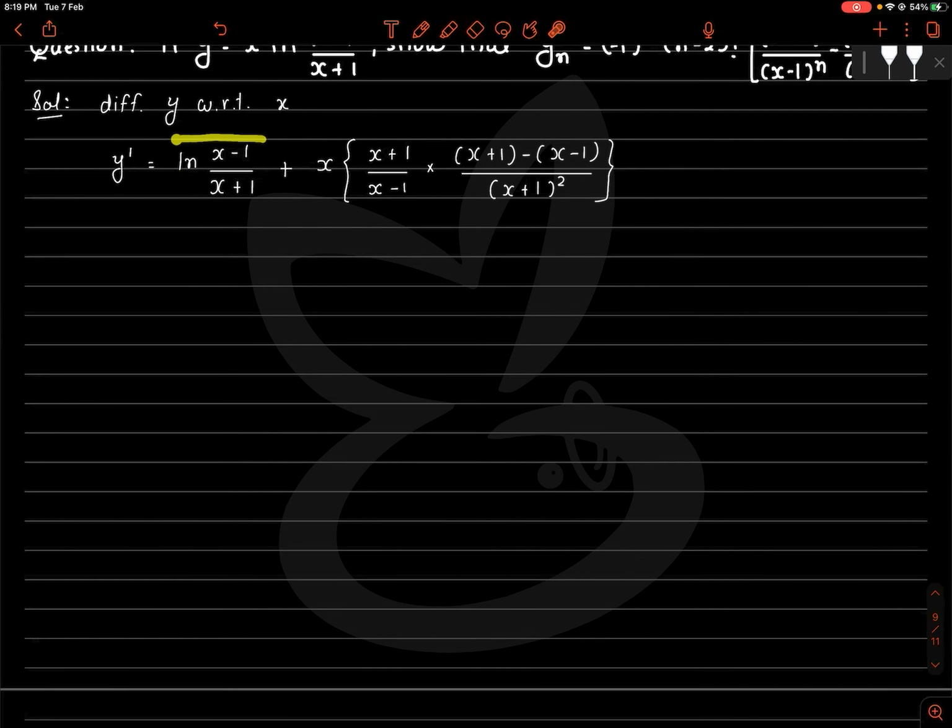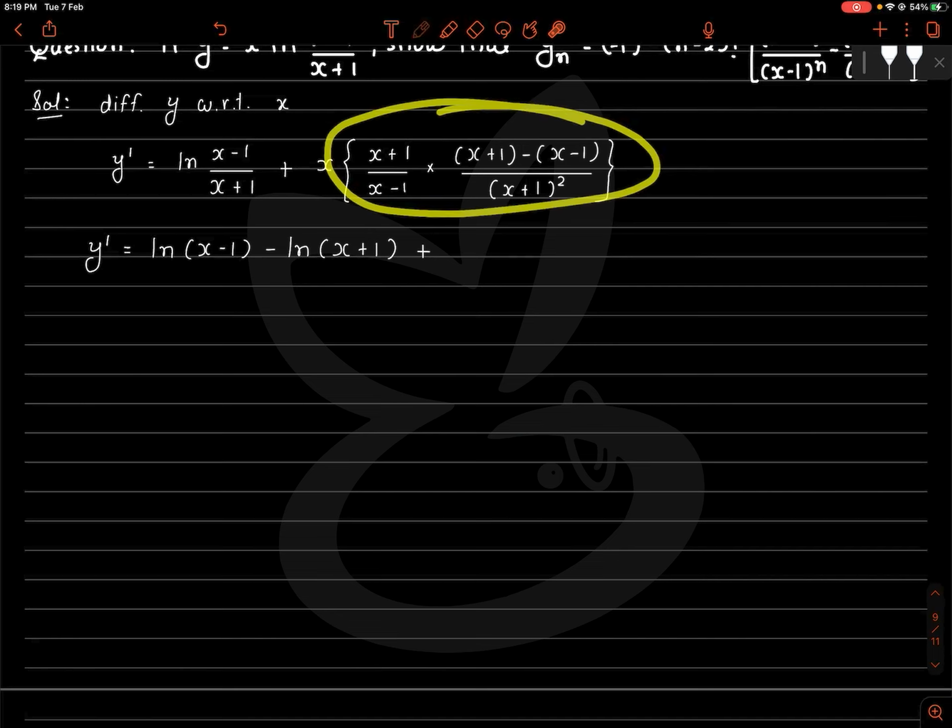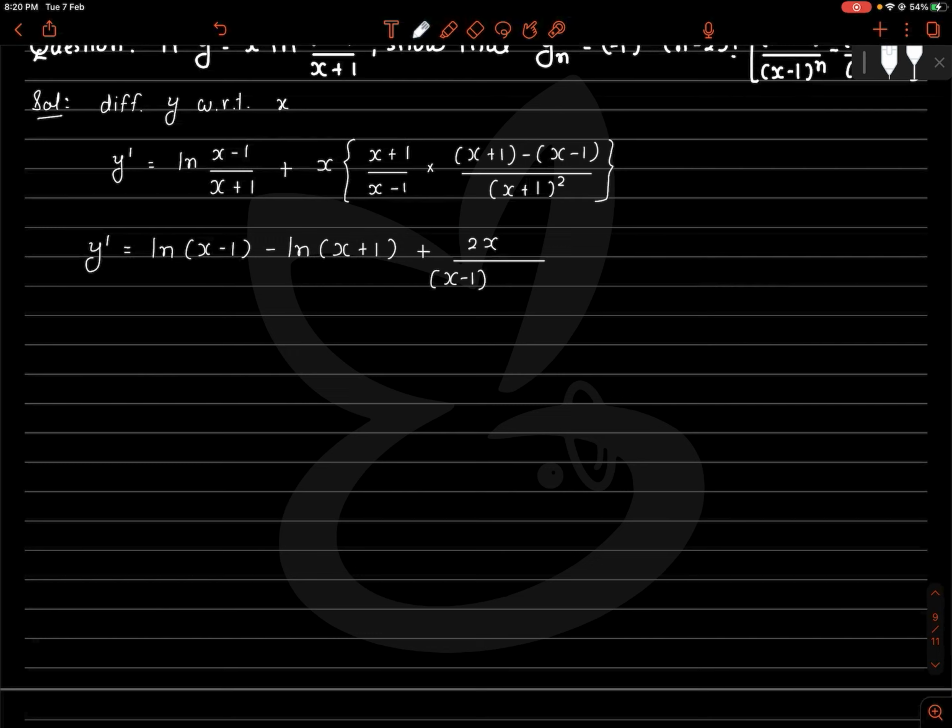We can separate logs to convert this to standard function. We will get y dash is equal to ln(x minus 1) minus ln(x plus 1), and this term would become 2x/((x minus 1)(x plus 1)). We do have formulas for this kind of function, but we still don't have a formula for this kind of function. So we will have to convert this into partial fractions.